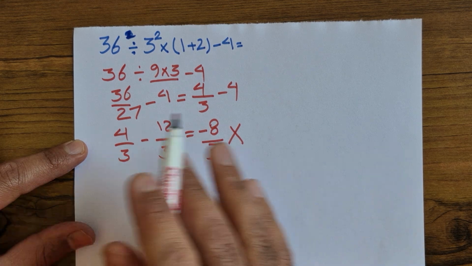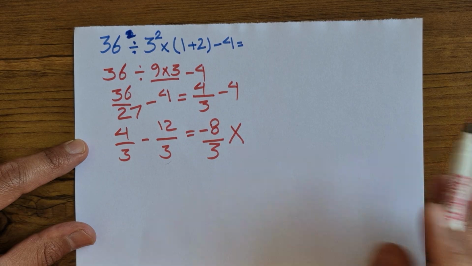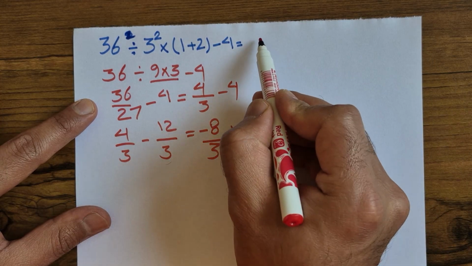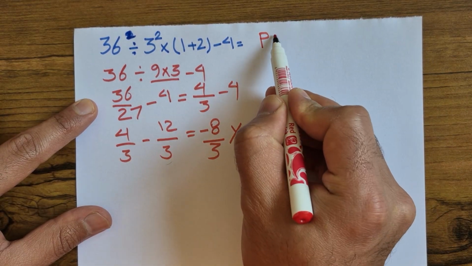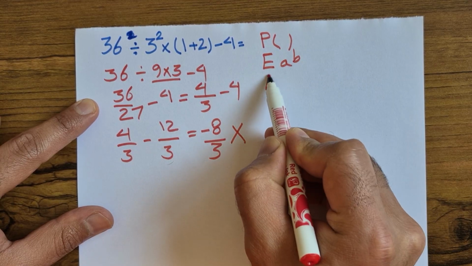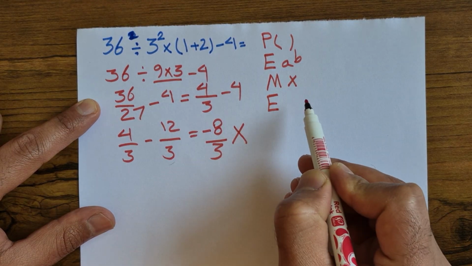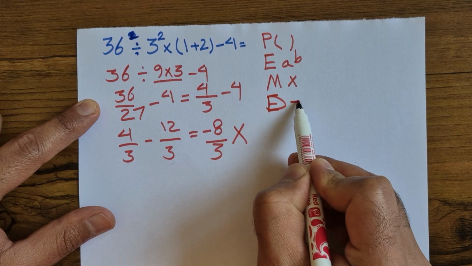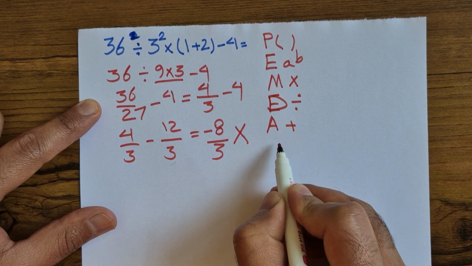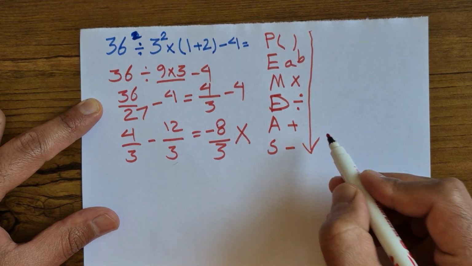For this type of operations in which we have several operations, divisions, multiplications, parentheses, we should follow something called PEMDAS. So P stands for parentheses, E stands for exponents, M stands for multiplication, D stands for division, A stands for addition, and S stands for subtraction. And this is like a vector. This is like an arrow.